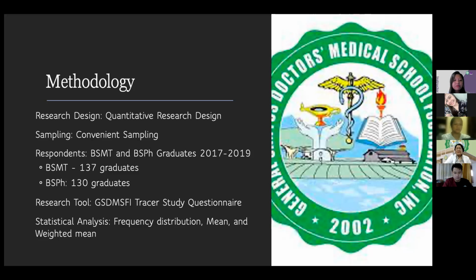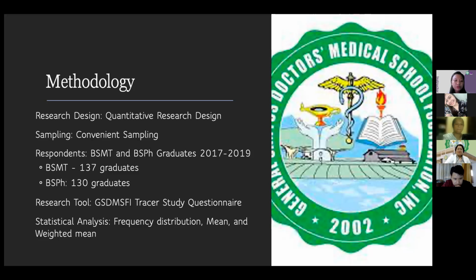And for the respondents, we have the GSDMSFI graduates of BSMT, the Bachelor of Science in Medical Technology, and Bachelor of Science in Pharmacy, graduated 2017 to 2019. For the BSMT graduates, we have a total of 137 graduates, and for the BSPH, we have 130 graduates. And when it comes to the target population that we need to gather, if we use Slovin's formula, for the BSMT, our target respondents will be 102. For the BS Pharmacy, our target respondents will be 98.